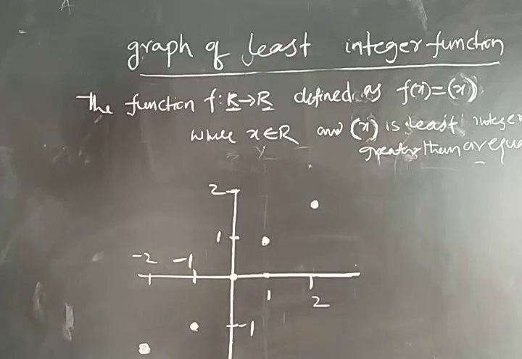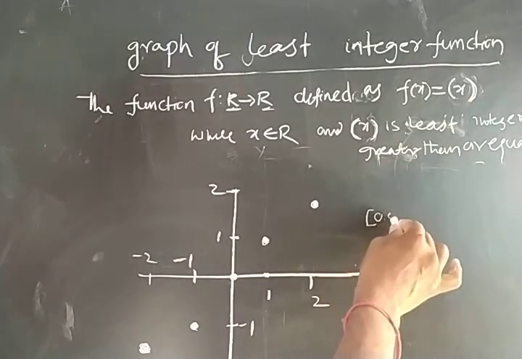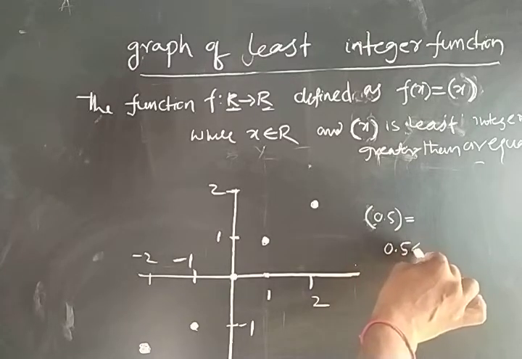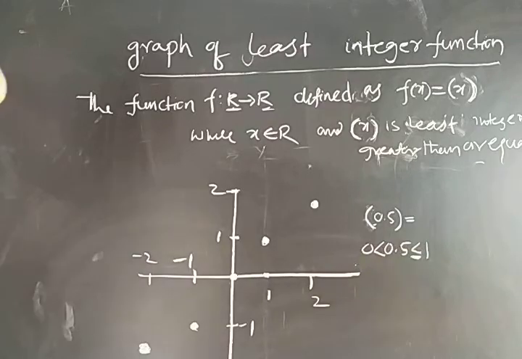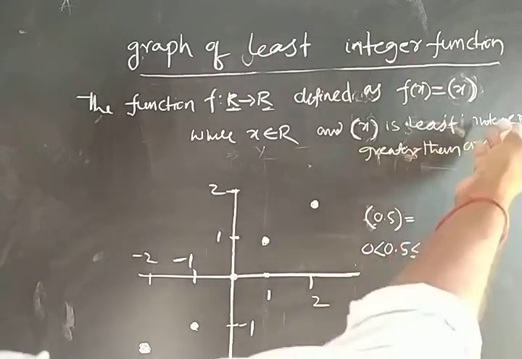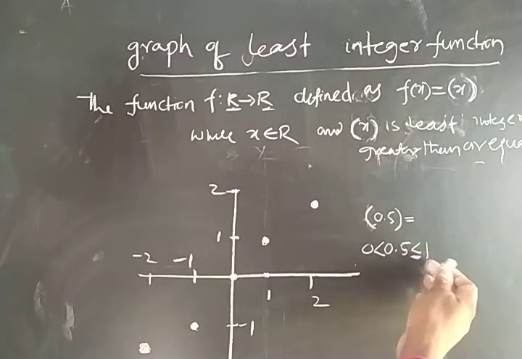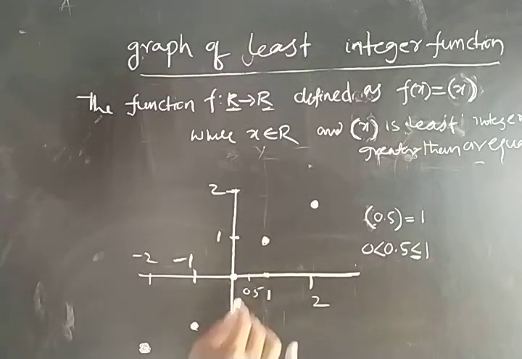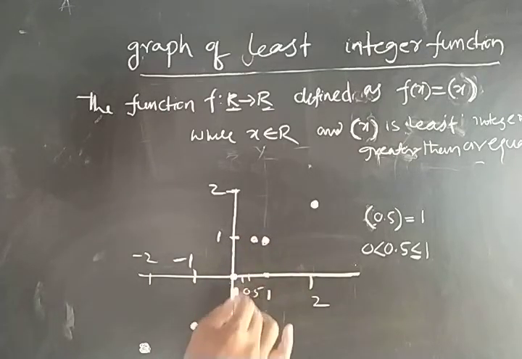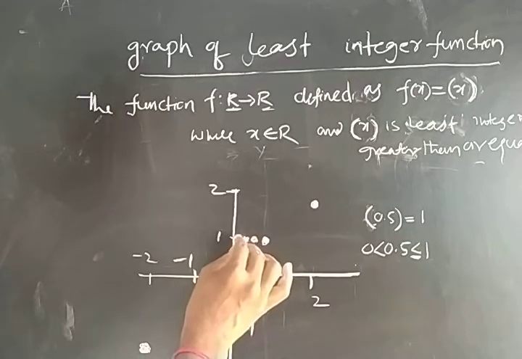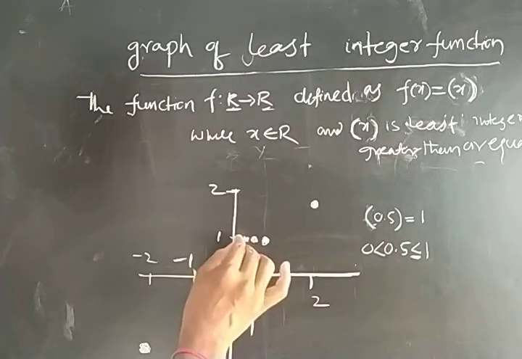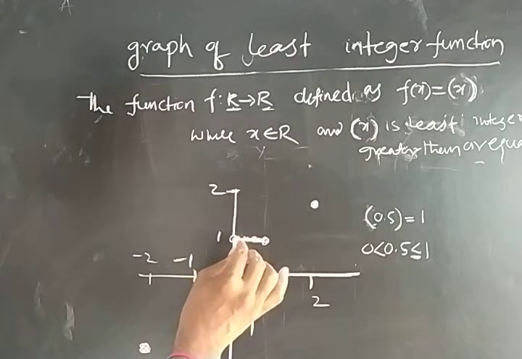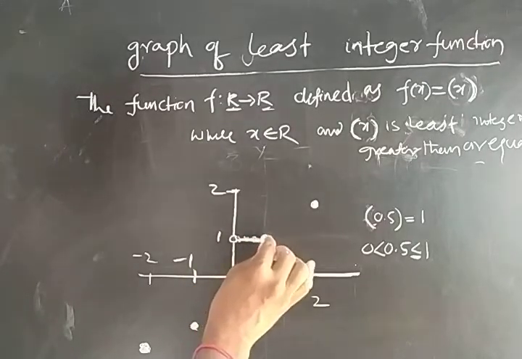Suppose for real numbers in between 0 and 1, I am taking for example 0.5. What is the answer? We know 0.5 lies between 0 and 1, here we should take the equal to. The least integer greater than or equal to x, what is greater than x here? 1, so the image is 1. At 0.5, image is 1. If you take 0.3, image again 1. 0.1 you will get again 1, but at 0, image is 0. So up to here we have to draw one line, but here open circle. At 0, image is 0, this is a shaded circle.